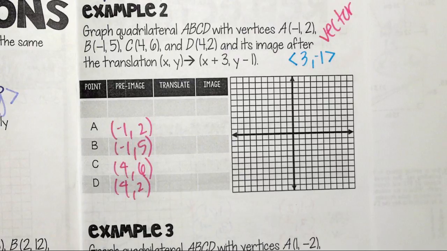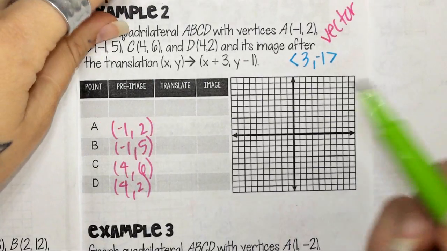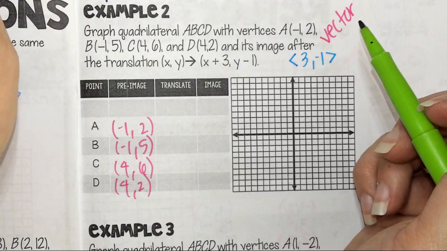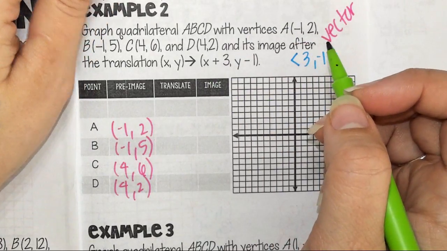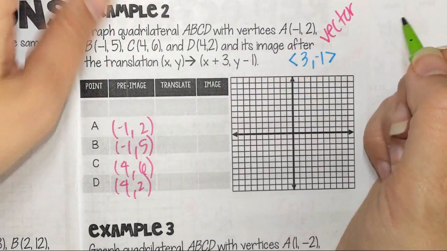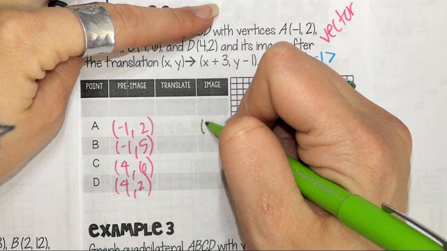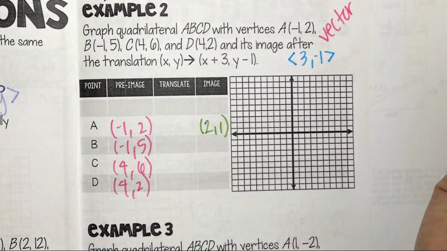How'd you get 2, 1, Trey? What does that mean? Good, and then you take a point. So if you add 3 here and you subtract 1 here, that gives you 2, 1.